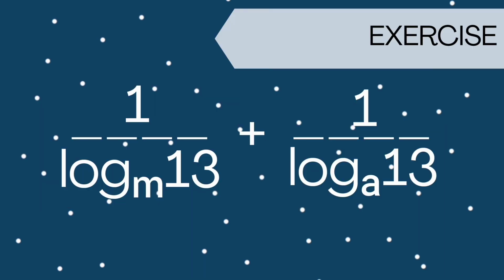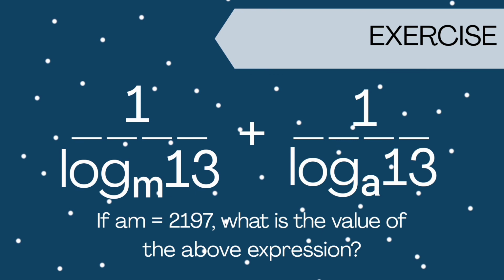Here's a little exercise for all of you. Given the expression 1 over logarithm of 13 base m plus 1 over the logarithm of 13 base a. If am is equivalent to 2197, what is the value of the above expression? Try to share your answers and approaches in the comment section below.